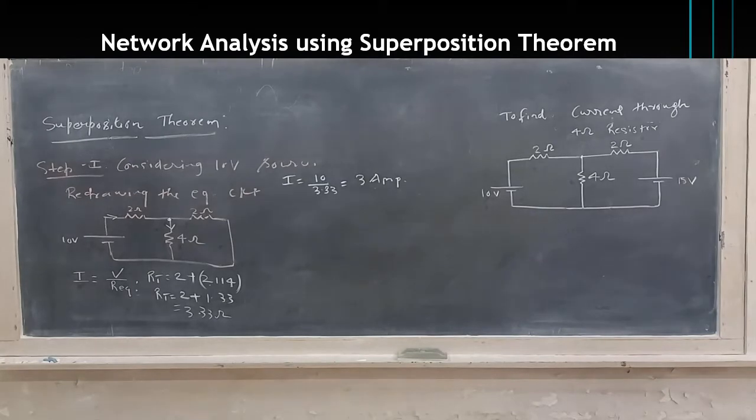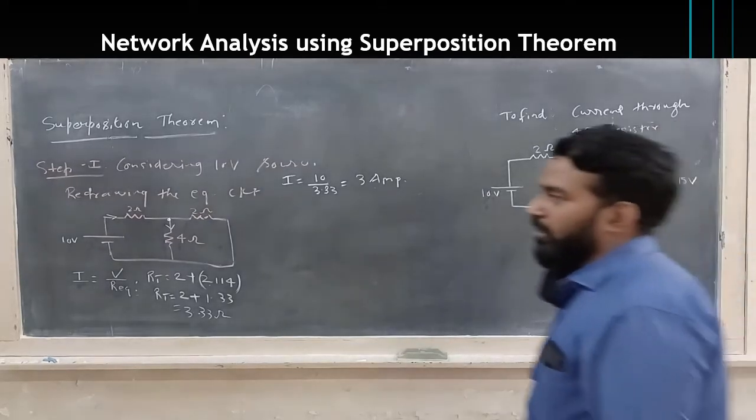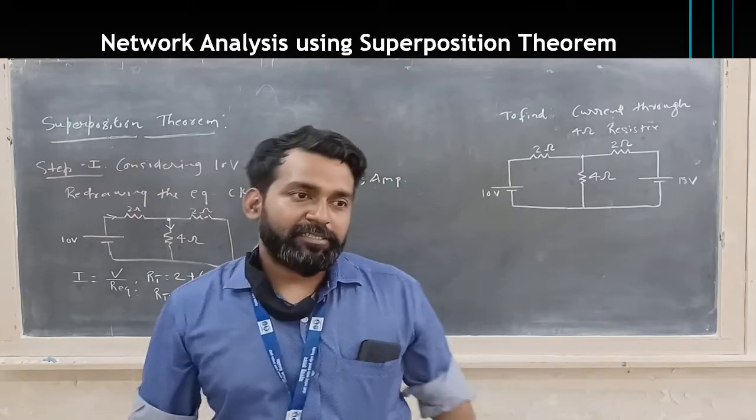Yes or no? Yes. Now in order to get the current through the 4 ohm resistor, you have to use current division rule. What is current division rule? Anyone in the class?